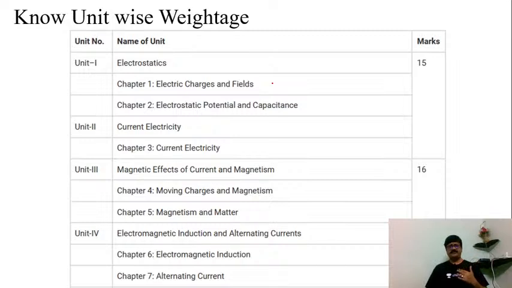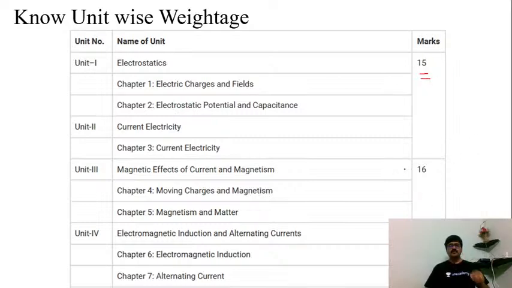from the website. Okay, so first one, unit number one is what? Electrostatics. Now, electrostatics has two chapters, like electric charges and field, and electrostatic potential and capacitance. Okay, now these two combined, this plus current electricity, that is unit 2, and current electricity chapter, these three chapters combined you can get around 15 marks.